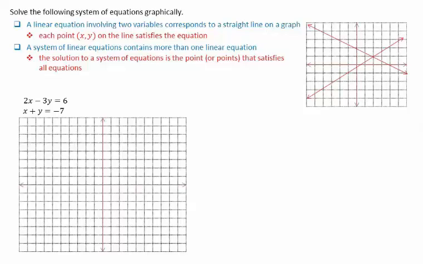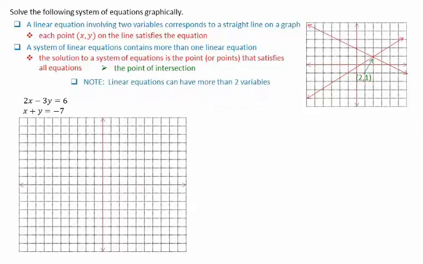The solution to a system of equations is the point, or sometimes points, that satisfies all equations. This is the point of intersection. In this case, the point (2, 1).